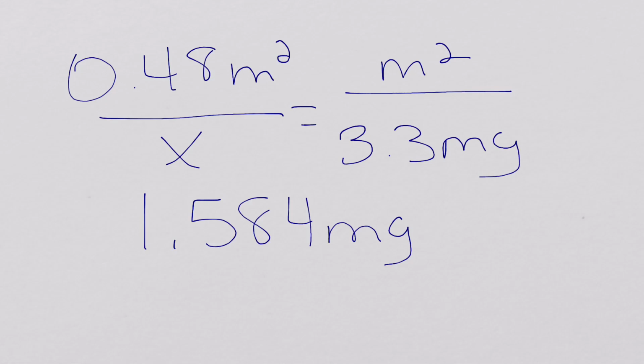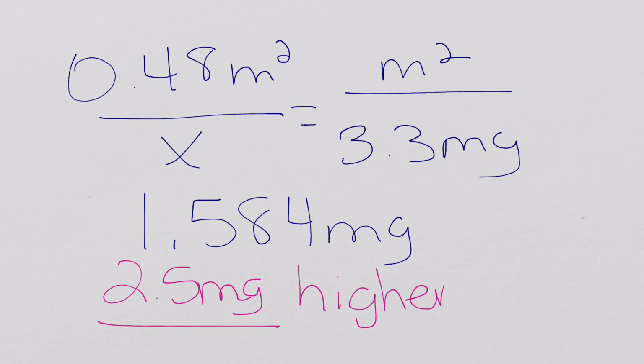This is what they should be getting if they used the recommended dosage from the manufacturer. If you keep reading, your physician has ordered 2.5 milligrams of the drug. So we need to know if it's safe. With our patient with a BSA of 0.48 meters squared, they should be getting a dose of 1.584 milligrams. Our physician ordered 2.5 milligrams, which is higher than the recommended dose. So we would say that that is not safe to give our patient.